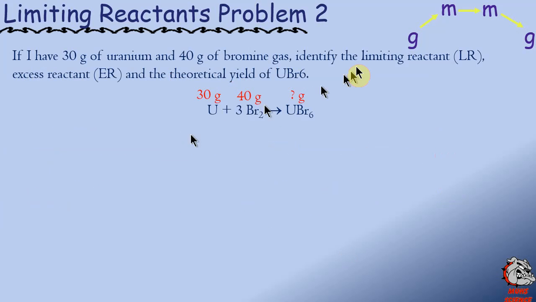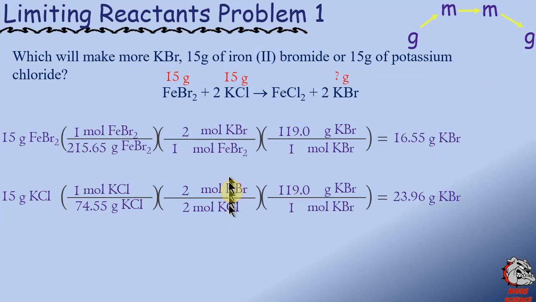Problem 2. Again, we're going to be going gram to gram on all of these, although technically, you could stop at this middle term and find out how many moles of each get made, and whatever's the lowest amount is going to be your limiting reactant.